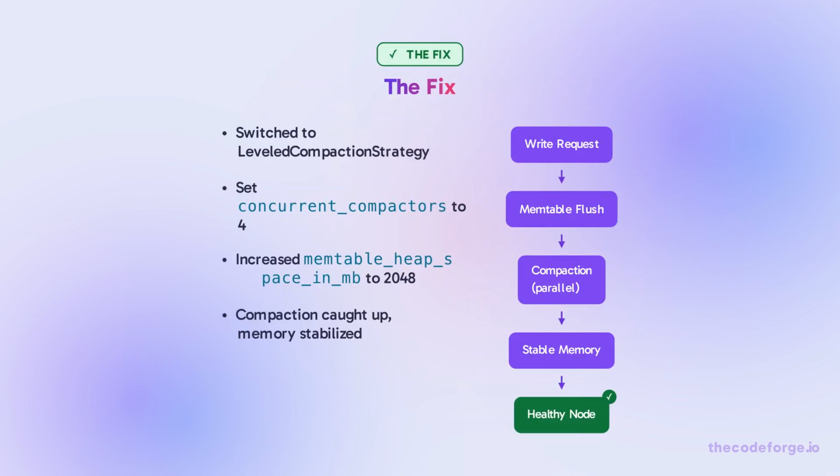The fix was to switch from size-tiered compaction strategy to leveled compaction strategy and set concurrent compactors to 4. Additionally, increasing Memtable heap space in MB to 2048 reduced flush frequency. Compaction caught up, memory usage stabilized, and the OOM kills stopped.